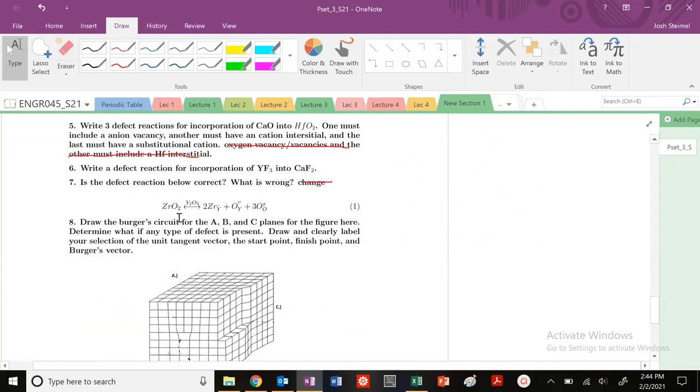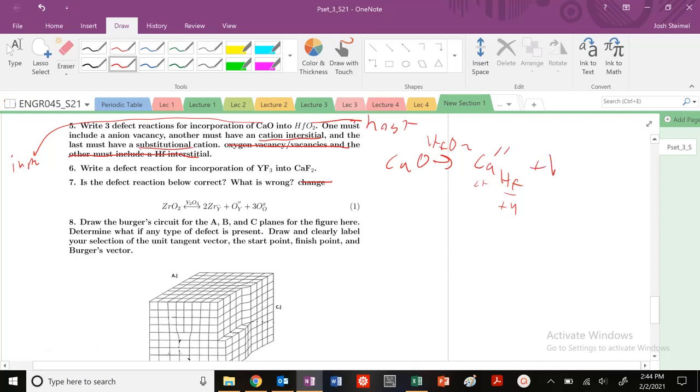All right. Write three defect reactions for the incorporation of CaO into HfO2. HfO2 is going to be our host, and CaO is going to be our impurity. One must include an anion vacancy, another must have a cation interstitial, and the other one has a substitutional cation. So let's do the substitutional cation first. So Ca for hafnium. Hafnium is 4 plus, so plus 4. This goes to now 2 plus, so that's going to be a 2 minus. Then I'm going to do plus a vacancy in the oxygen, which is going to be a 2 plus here.